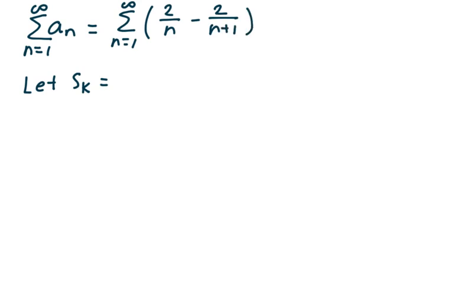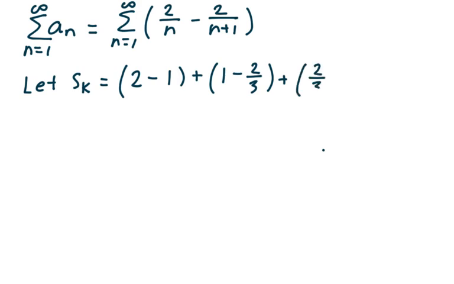So replace n with 1. I get 2 minus 1. Replace n with 2. I get 1 minus 2/3. And then I replace n with 3. I get 2/3 minus 2/4. And then replace n with k. And I get 2 over k minus 2 over k plus 1.